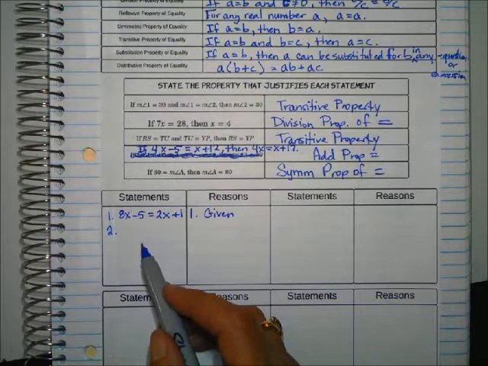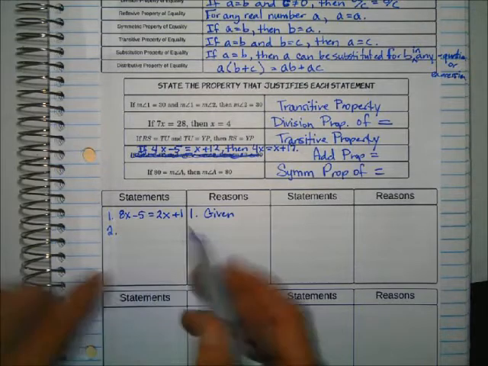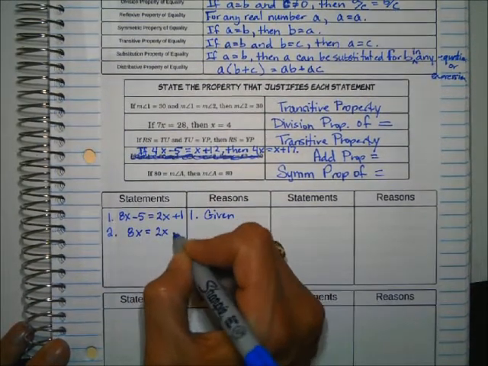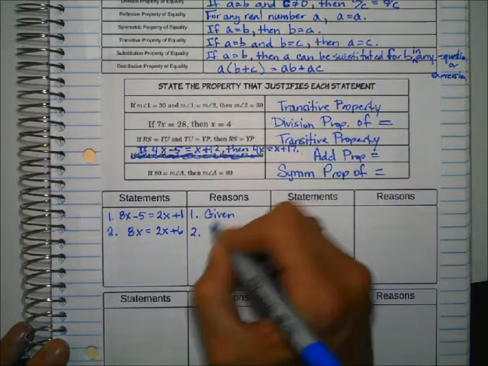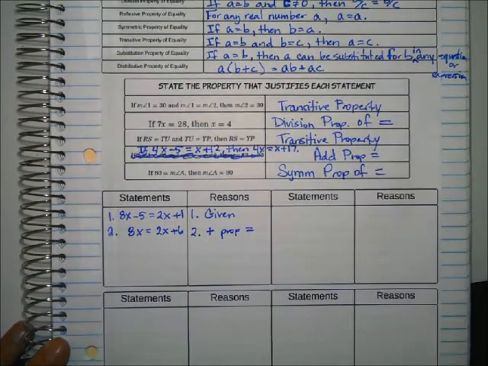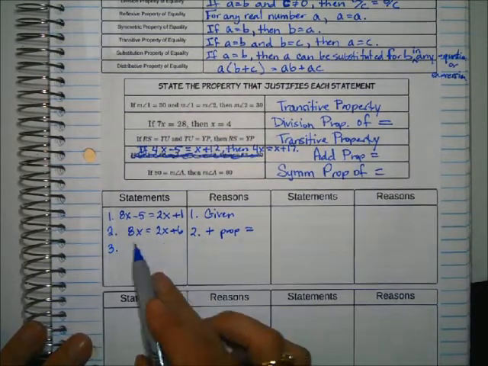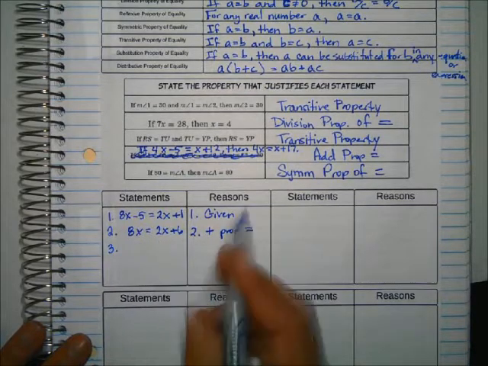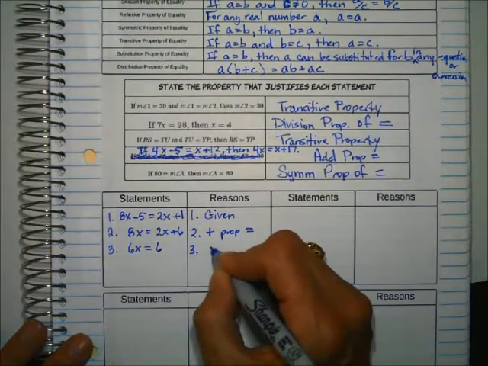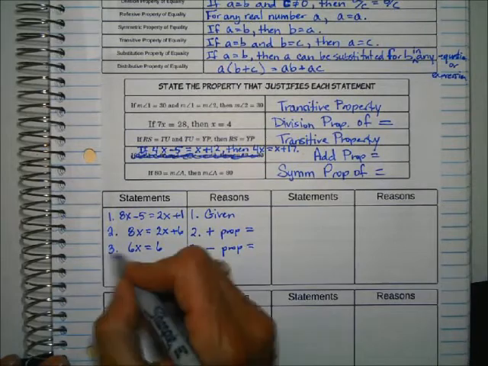So that's going to give me 8x equals 2x plus 6. And I write my reasoning is the addition property of equality. Number 3. Next thing I want to do is subtract 2x from both sides. So I have 6x equals 6. That is the subtraction property of equality. And number 4, divide both sides by 6. So x equals 1. And that is the division property of equality.